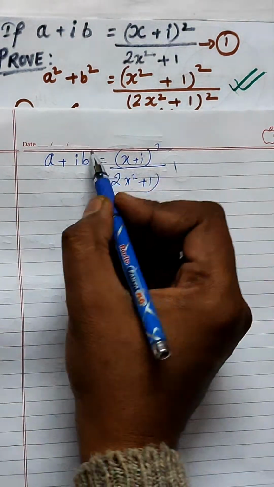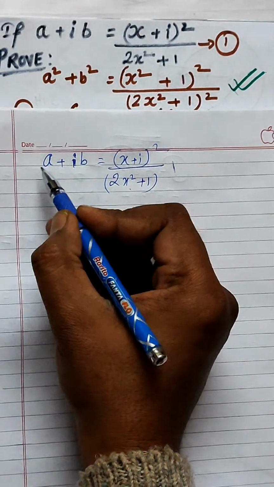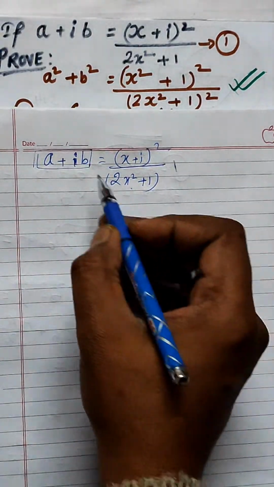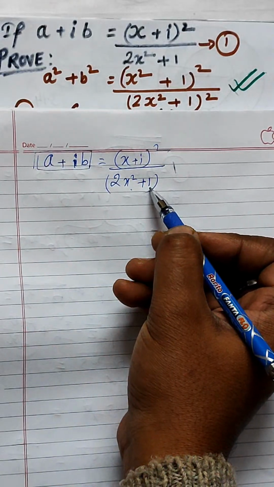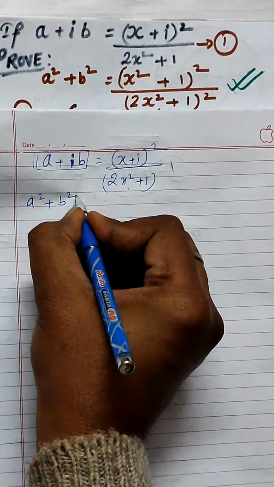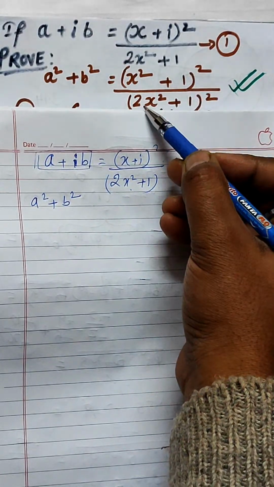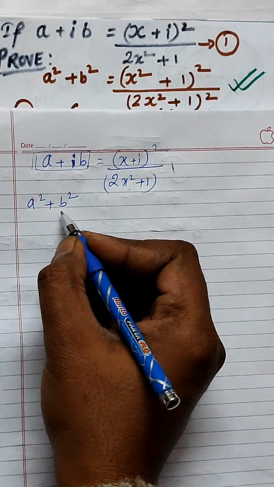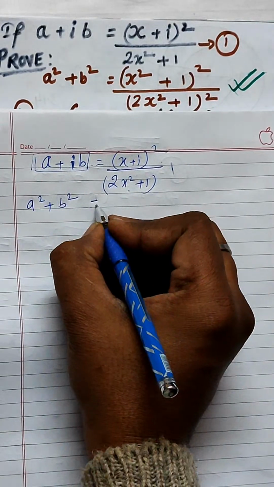Wherever you see this i, think of it as the imaginary part; the combination is a complex number. It's given that a plus ib equals (x plus i) whole square by 2x square plus 1, and we need to prove that a square plus b square equals the RHS, that is (x square plus 1) whole square by (2x square plus 1) whole square. Take the LHS first. LHS is a square plus b square.